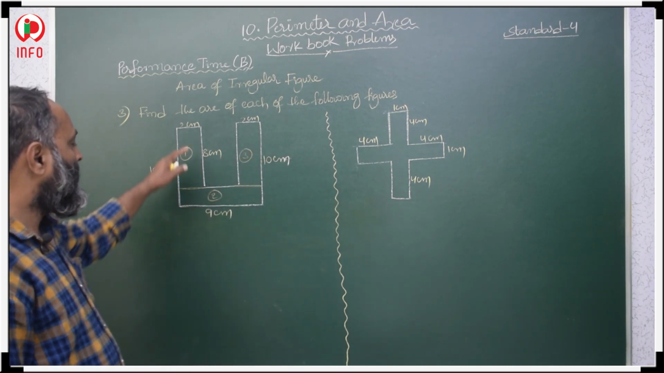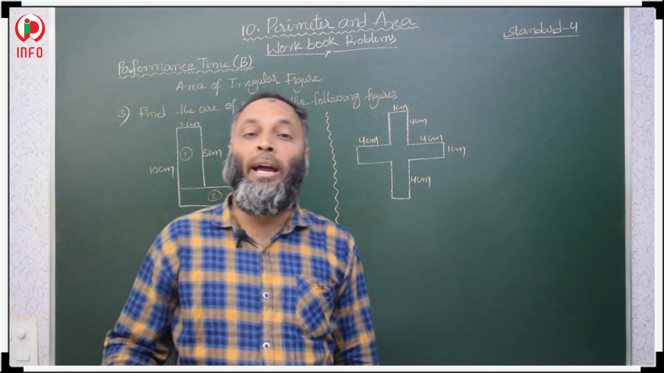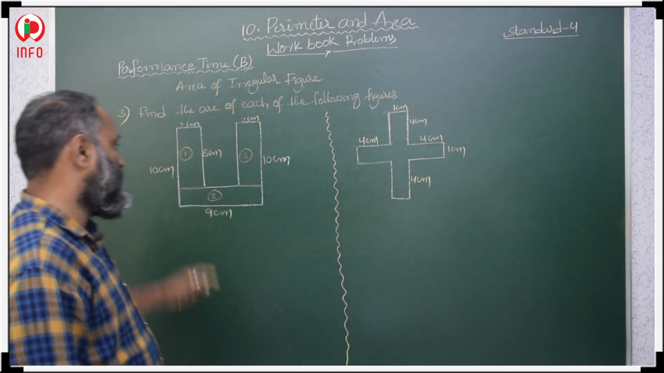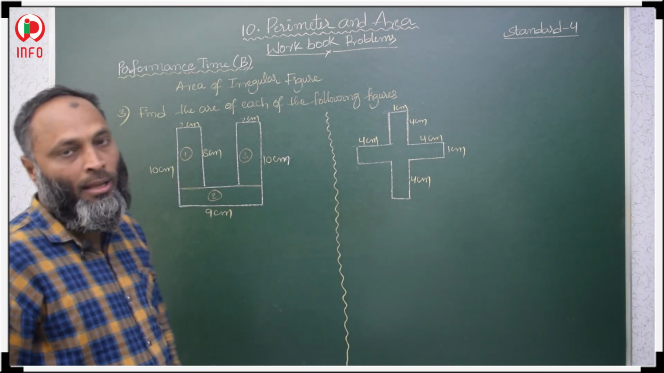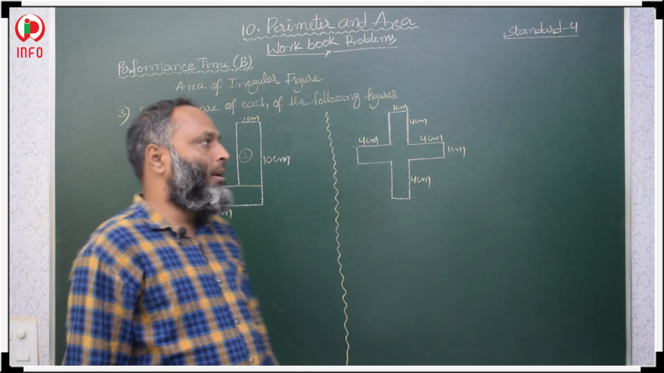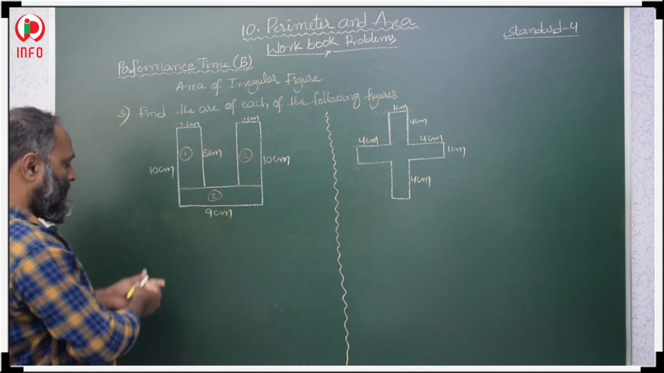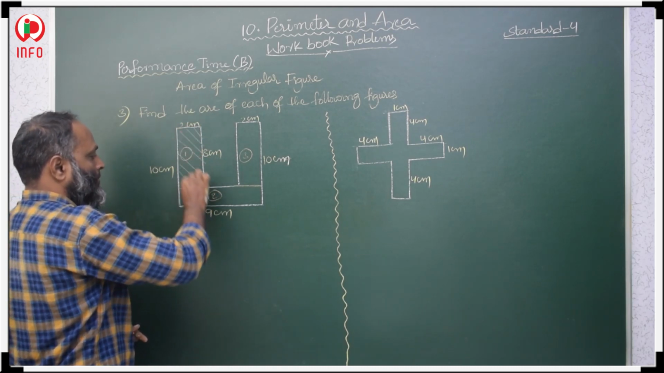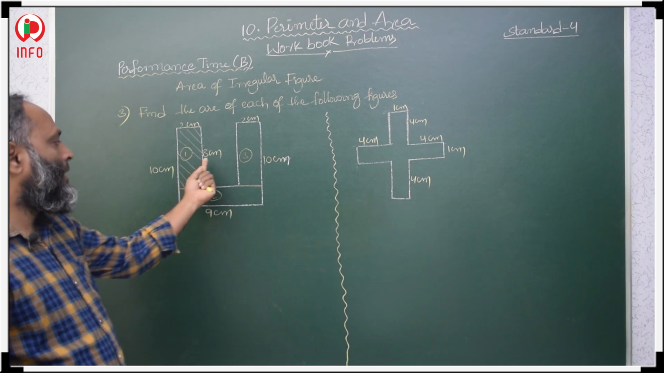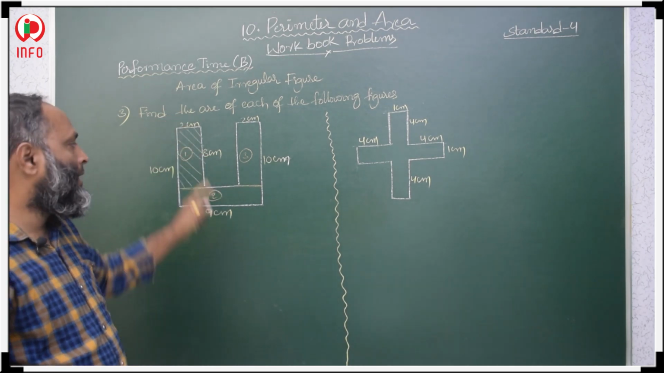This is the first rectangle, this is the second rectangle, this is the third rectangle. After finding the three rectangles, we should add all the areas: first rectangle area, second rectangle area and third rectangle area. Then you will get the total area of the figure. In this first rectangle we have length and breadth. Length into breadth is the area, so you get the area directly.